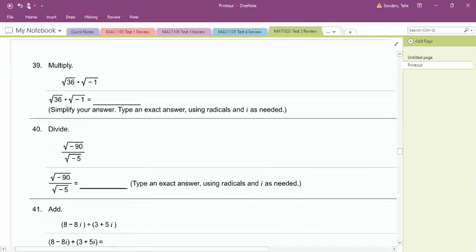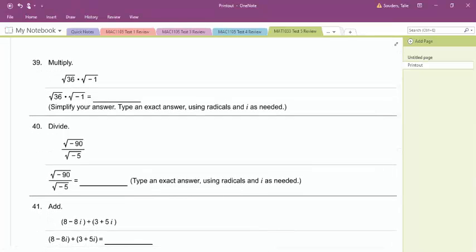Number 39. Once again, let's simplify each radical first and then multiply. So what is the square root of 36? 6. Okay, what is the square root of negative 1?